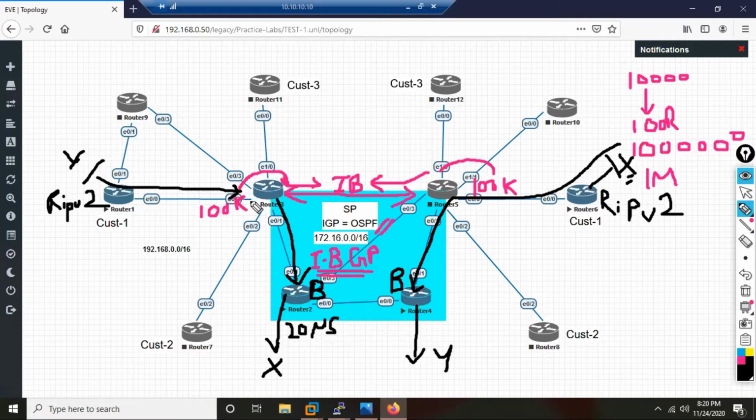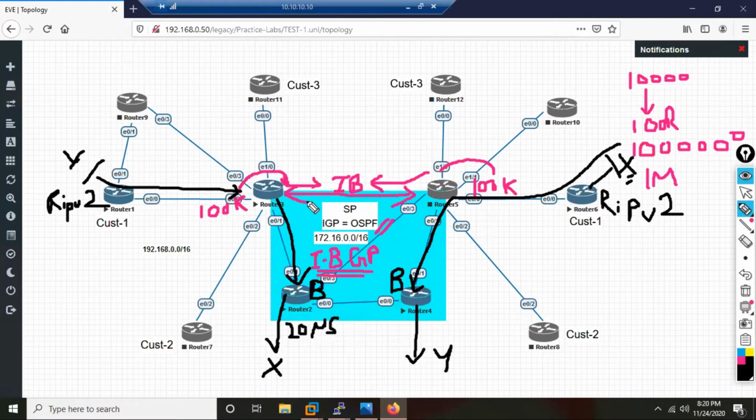What about all these routers, R3, R5? Will they carry all these routes in the service provider cloud? They have to carry the full customer routes in their routing table. That means all the routers' routing tables must be identical. Then only the traffic will flow. That means all the routers have to be of identical hardware configuration. All have to be of the same platform, because the load on each and every router is the same.